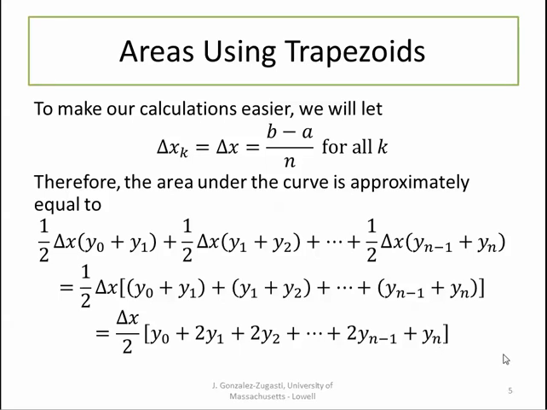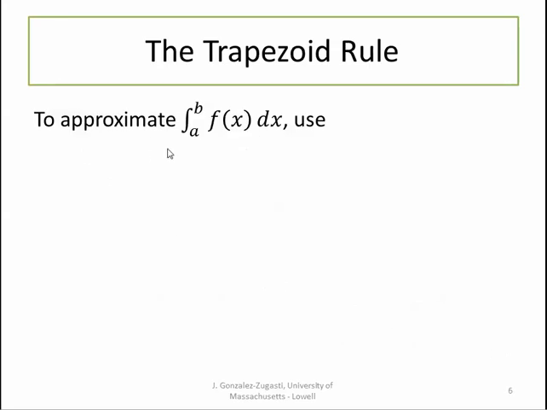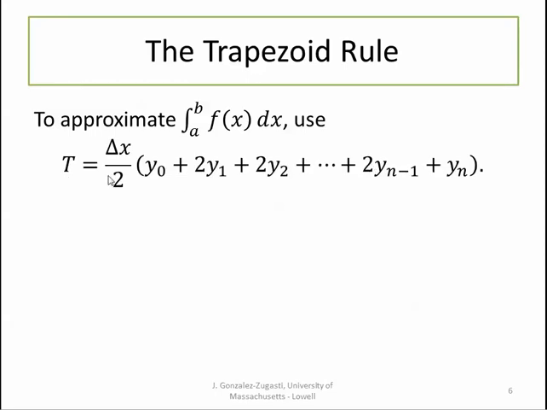Using this idea, we come up with the trapezoid rule, which says to approximate the integral from a to b of the function f of x, we're going to use the value T, which is equal to delta x over 2 times y sub naught plus 2 times y sub 1 plus 2 times y sub 2, and so forth up to 2 times y sub n minus 1 plus y sub n. And this is where delta x is b minus a divided by n.